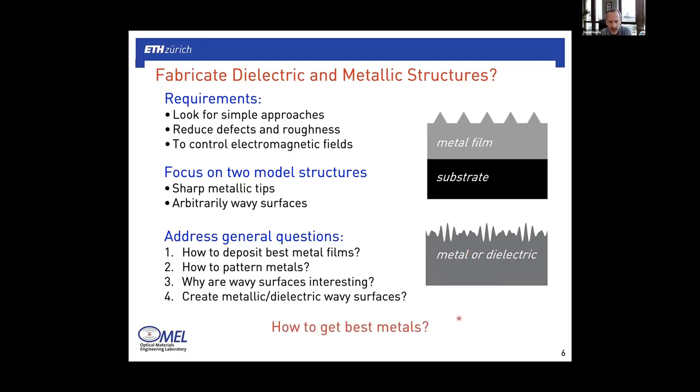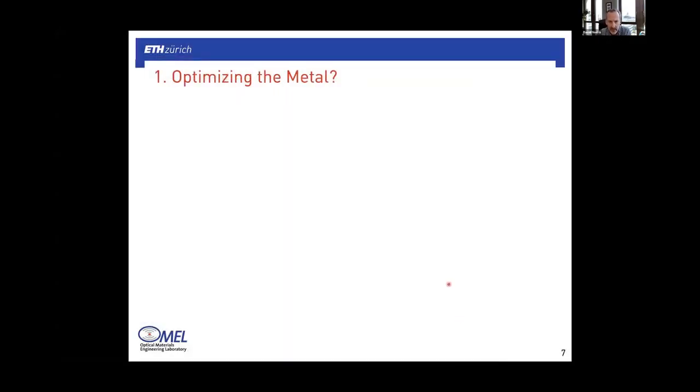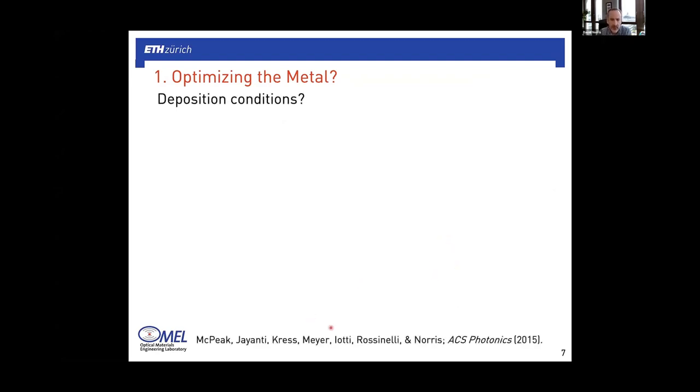Okay, so let's start with the first question. So how do we get the best metals? And this question basically turns to what kind of deposition conditions do we use to make our metallic surfaces? And fortunately, a few years ago, I had several people in my group, Kevin McPeak, Sri Harsha Jayanti, and Stefan Kress, who were interested in this question.